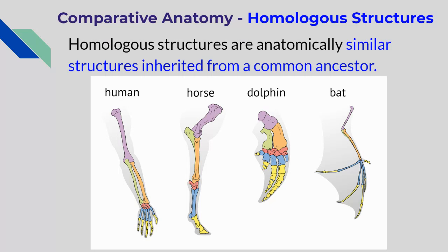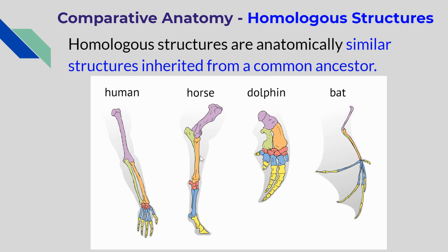So, homologous structures are structures in an organism that are inherited from a common ancestor. If you look at this picture, you can see the bones in the human body, horse, dolphin, and bat. And what you can see from this picture is that there are some similarities. Like we have a long bone in the upper arm that's called our humerus, and horses also have a long bone in their upper leg, and dolphins have one, and then bats have one too. Those certain structures are similar.